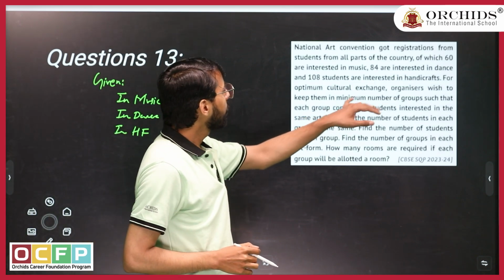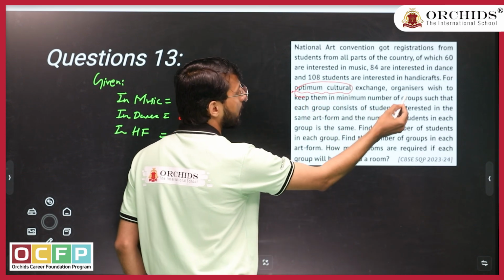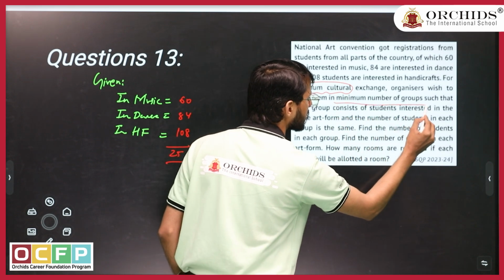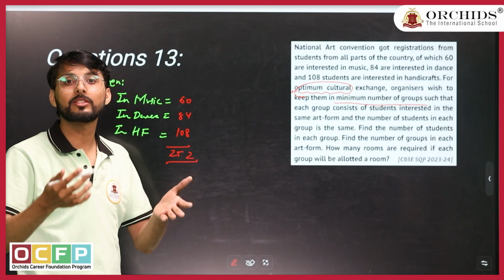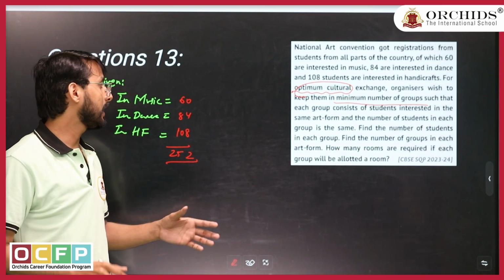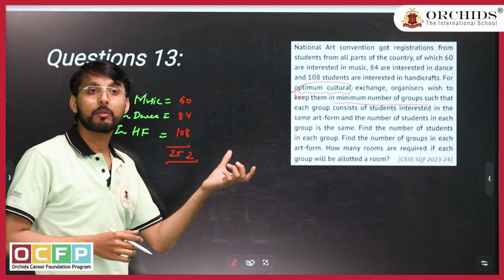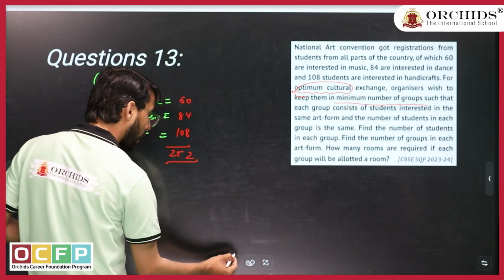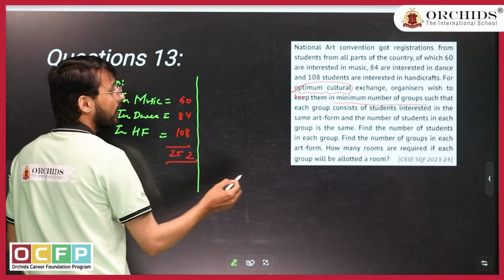They are telling that for optimal culture exchange, the organizer wishes to keep them in a minimum number of groups. What is the meaning of minimum number of groups? It means we are not increasing something, we are decreasing, and decreasing means again HCF. So these are all the application part of real numbers, LCM and HCF. So minimum number of groups, so how many groups am I going to find? Let's solve that part.